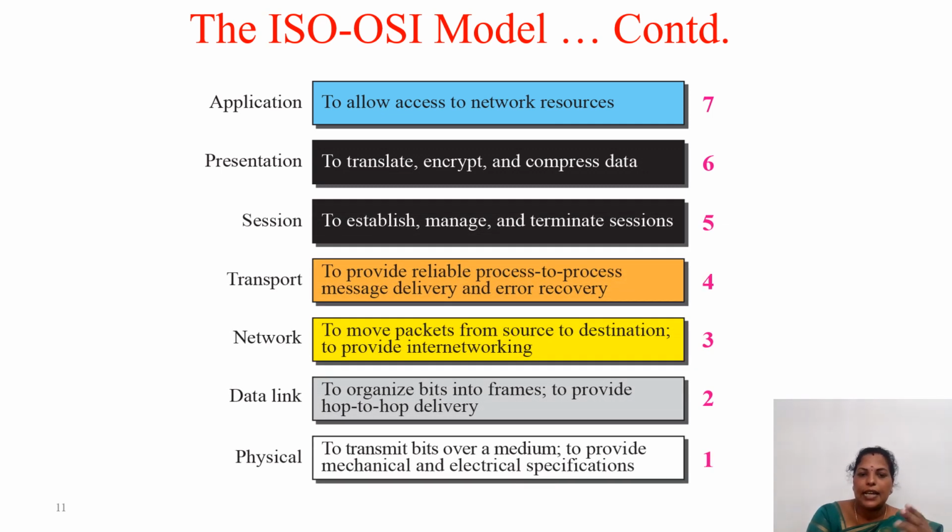The physical layer is the first layer. It transmits bits over a medium to provide mechanical and electrical specifications. That is how the signal is passed through the transmission medium. That is the physical layer. In the data link layer, to organize bits into frames to provide hop-to-hop delivery, and in the network layer to move packets from source to destination to provide inter-networking, and the transport layer to provide reliable process to process message delivery and error recovery.